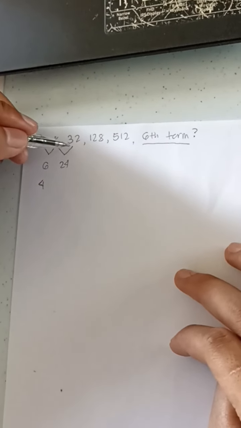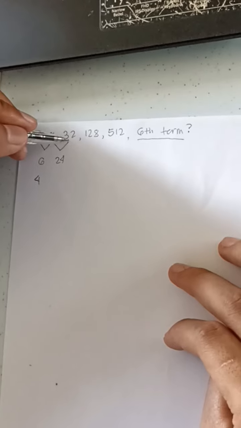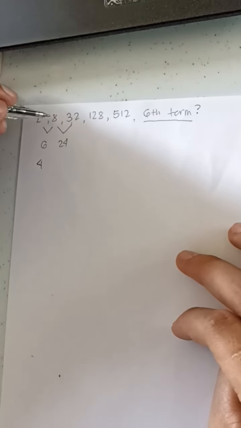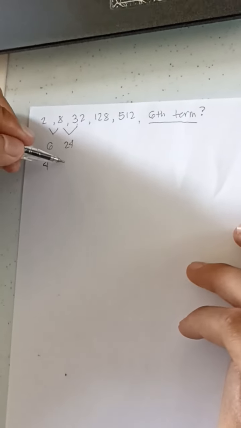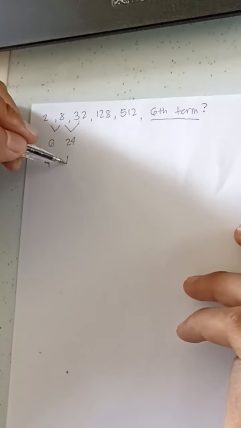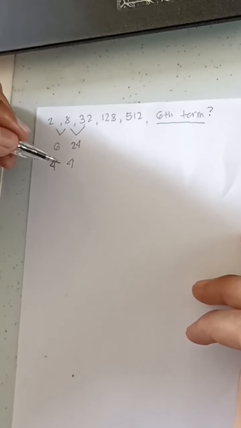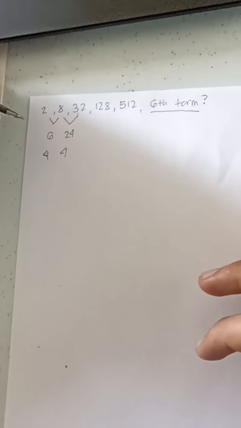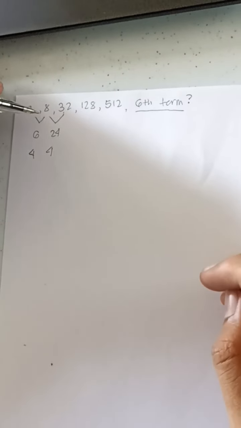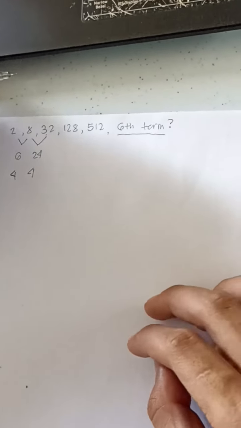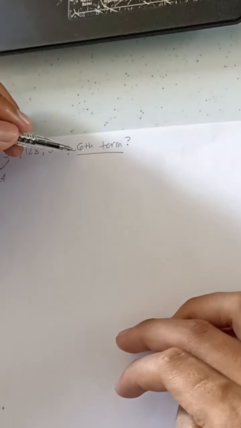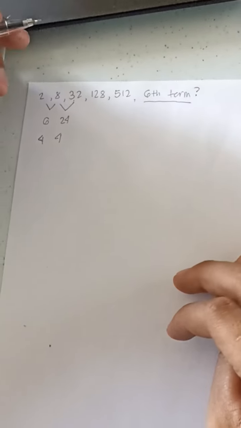Now if we divide 32 by the second term 8, we also find that it's 4. So the ratio is constant. Therefore, this problem is a geometric sequence. Now, the point of this problem is to find the sixth term. So how do we find the sixth term?